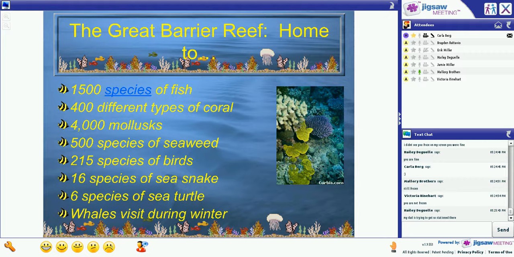1,500 species of fish, 400 different types of coral, 4,000 mollusks, 500 species of seaweed, 215 species of birds, 16 species of sea snakes, 6 species of sea turtles. Whales visit during winter. That seems like fun.